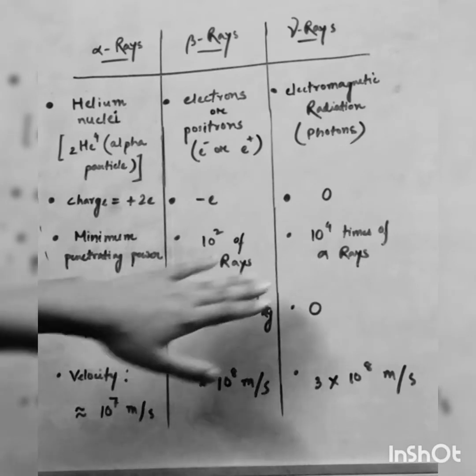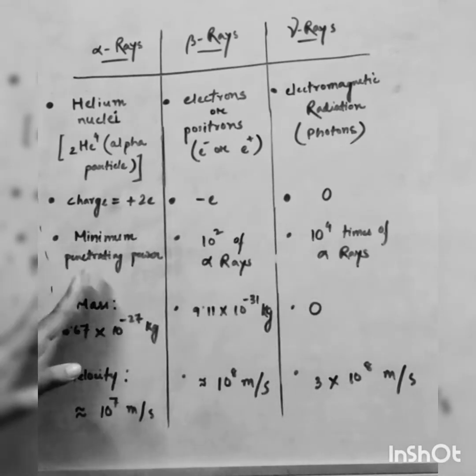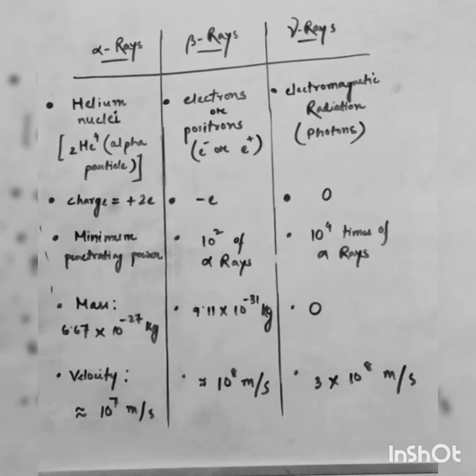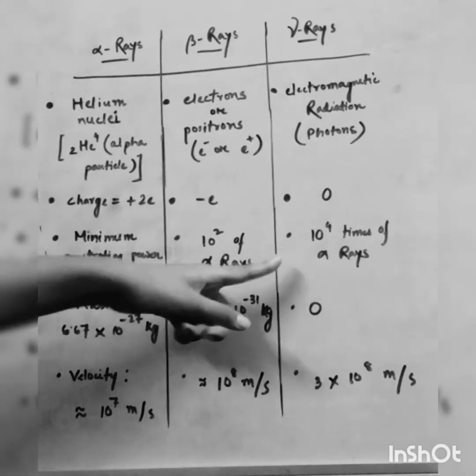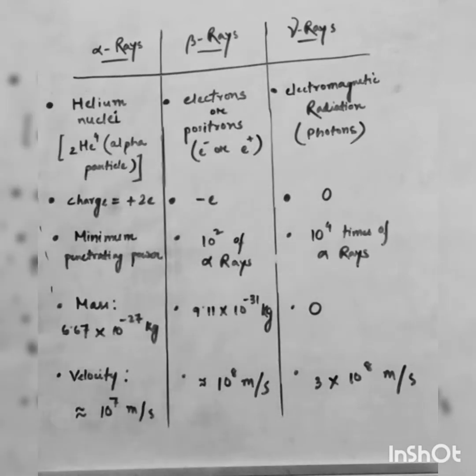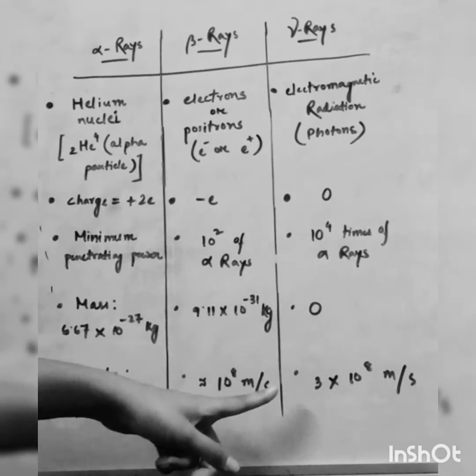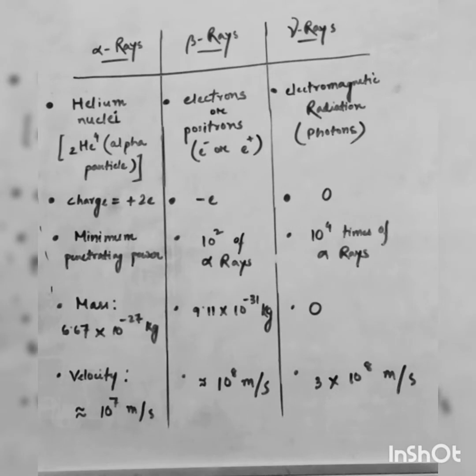And the penetrating power of gamma rays is 10 to the power 4 times that of alpha rays. So the gamma rays have the most penetrating power, and the rest mass of gamma rays or the gamma particles is zero, and the velocity of gamma particles is around 3 into 10 to the power 8 meter per second, which is equal to the velocity of light.